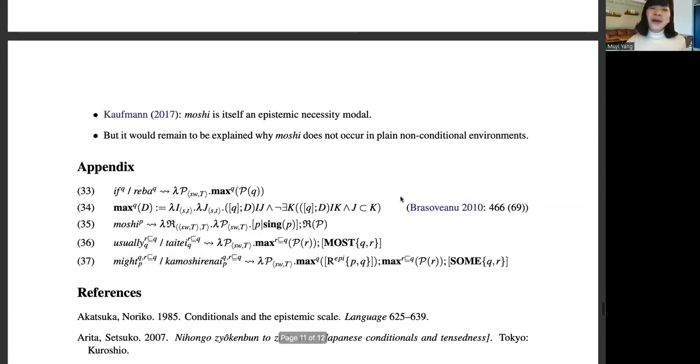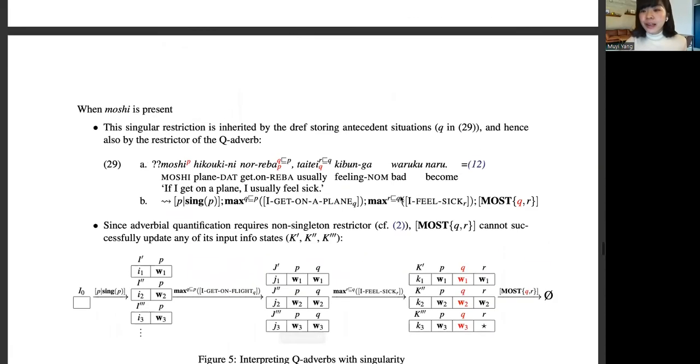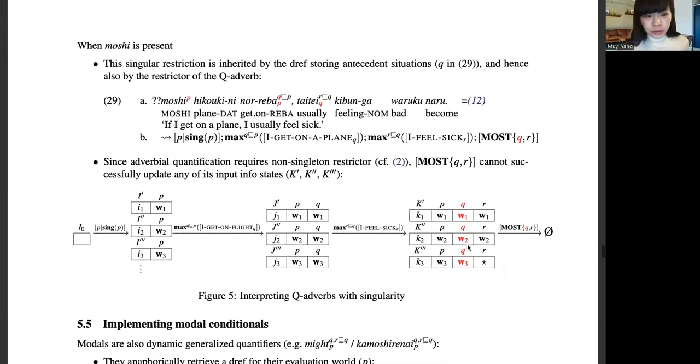No, I don't. Sorry. But basically, the idea would be, hold on, let's say if we just look at this figure 5, if we want to test whether the input of this most relation can be updated, this would mean that with respect to each information state, let's look at K prime first, we will collect all values that are stored in Q and collect all values that are stored in R, and we see whether those two sets stand in the most relation. And we do the same for K prime prime and the same for K prime prime prime.